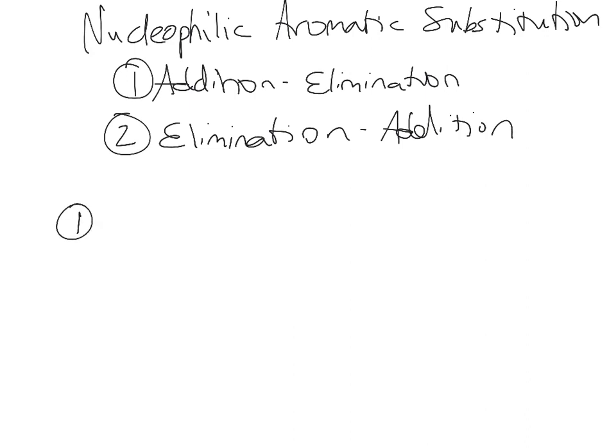The electron withdrawing group has to be in a para or ortho position to your halogen. So you can't just have a benzene ring, you have to have an electron withdrawing group also. Because electron withdrawing groups activate the ring for nucleophilic aromatic substitution, it's the exact opposite of electrophilic aromatic substitution.